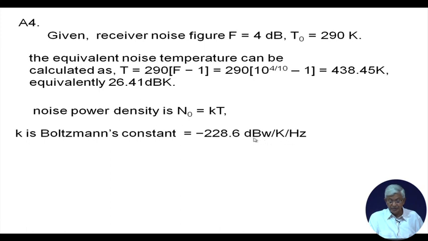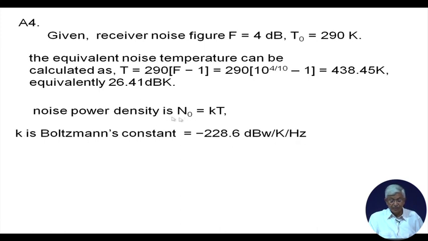Now, just I want to mention here that during our regular lectures we might have missed, sometimes we might have said it is dB per K per hertz. Please note that K value in terms of dB will be dBW per K per hertz. Just note that one. And this number always you have to remember, that it is minus 228.6 dBW per K per hertz, that is K.